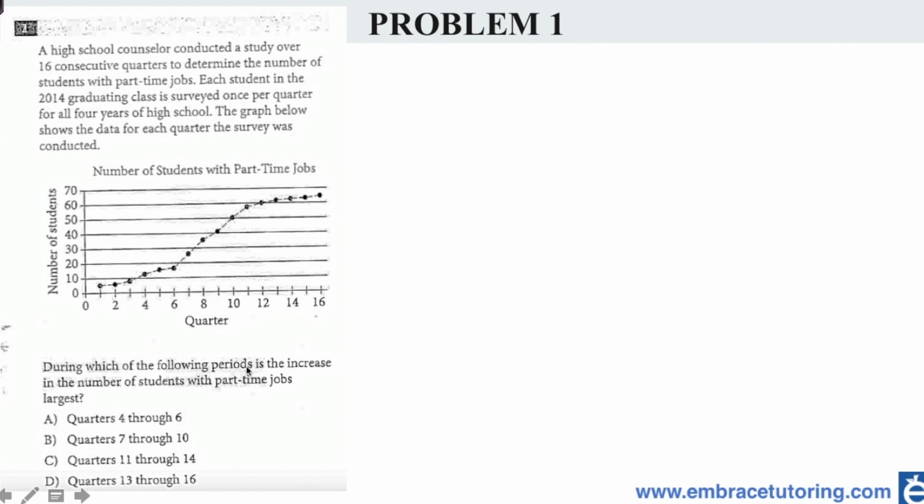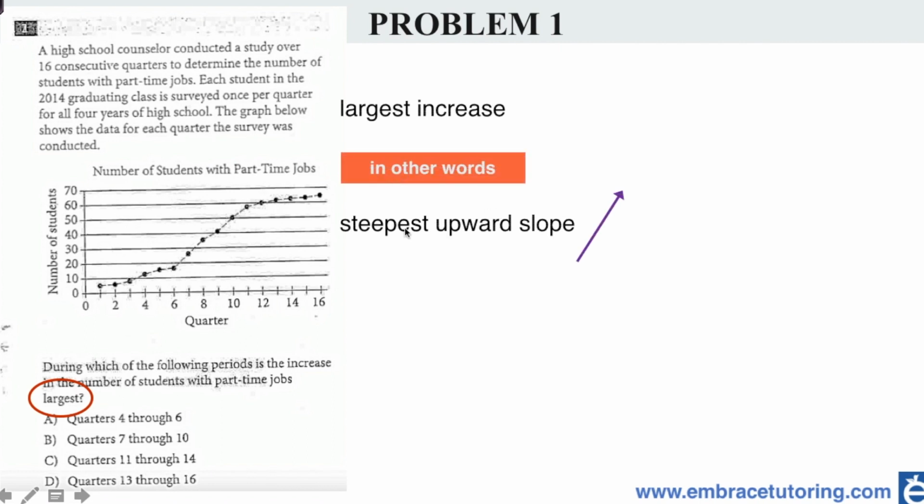It says, during which of the following periods is the increase in the number of students with part-time jobs going to be the largest? Now, whenever they're referring to what is the largest increase, really what they're saying is what is the steepest upward slope on the graph. And looking here on my x-axis, it seems between 6 and 11, probably even a little bit steeper, somewhere between 7 and probably 10. And that's what I want to pay attention to on the graph. So looking down at my answer choices, it's probably going to occur between 7 and 10. So B would be my best possible answer choice for question number 1.